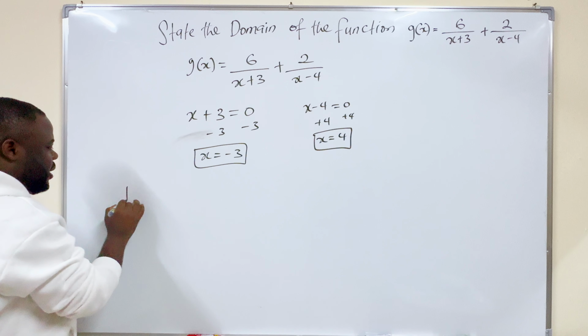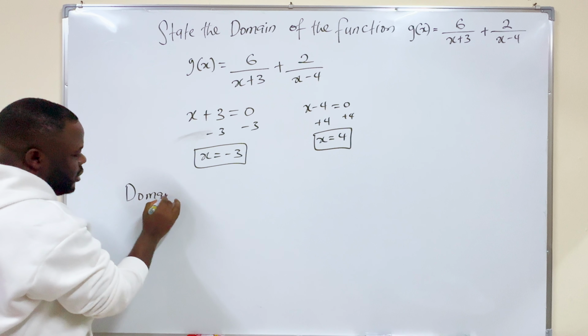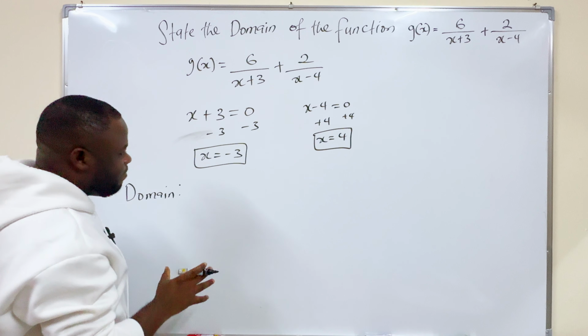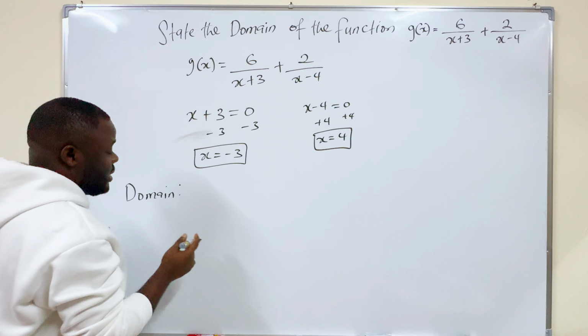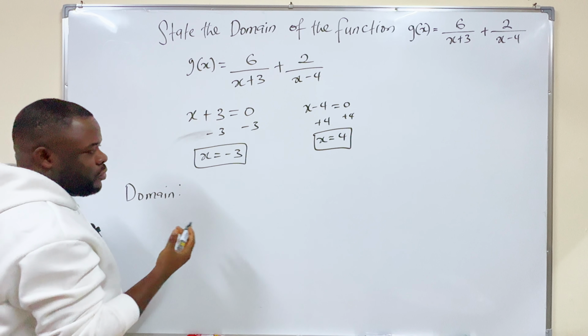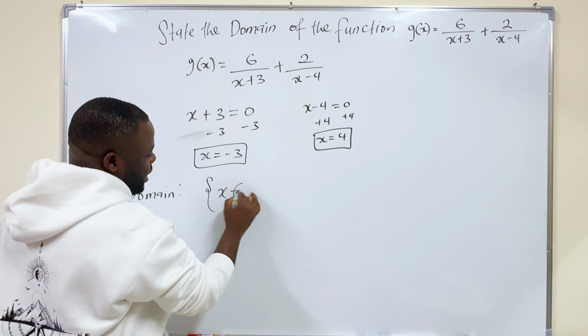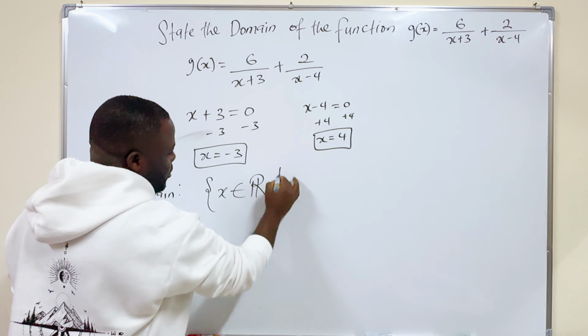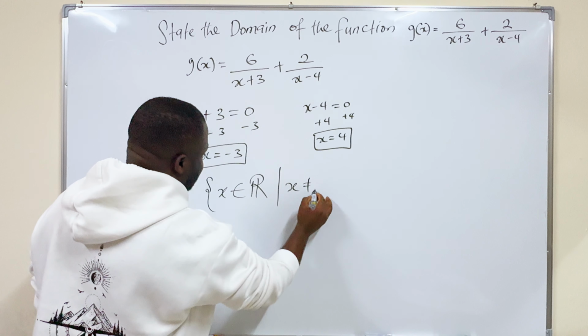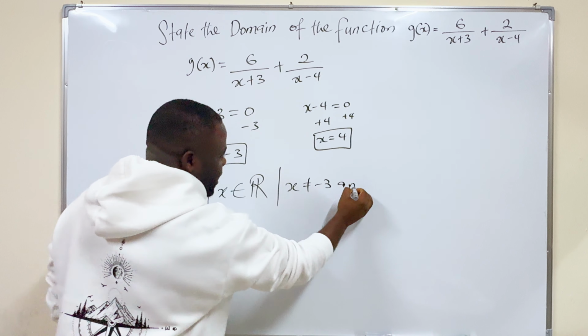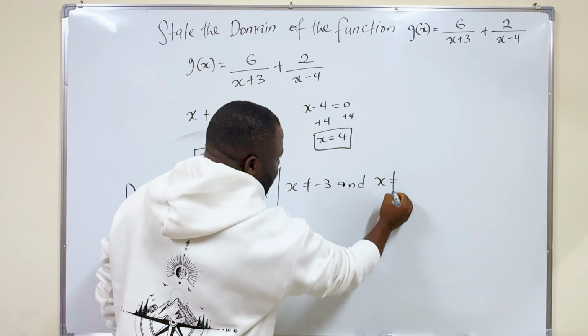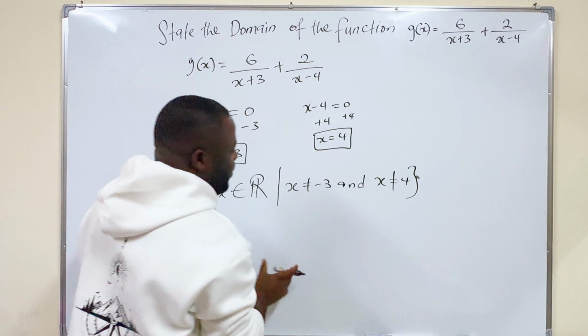Now to write the domain, if you want to write it in set builder notation, you say that x is an element of all real numbers, whereby x must not be equal to negative 3 and x must not be equal to 4. Okay, so that's the first one.